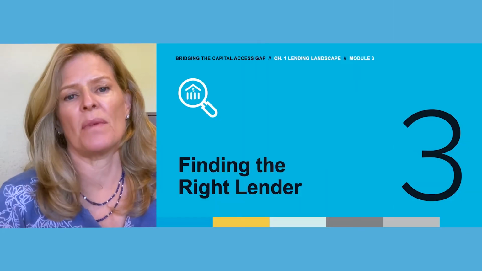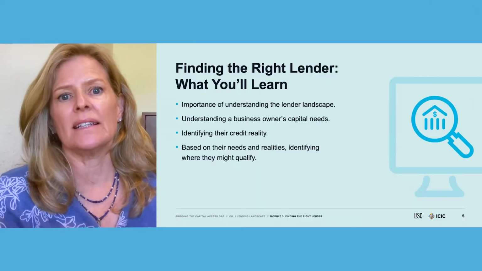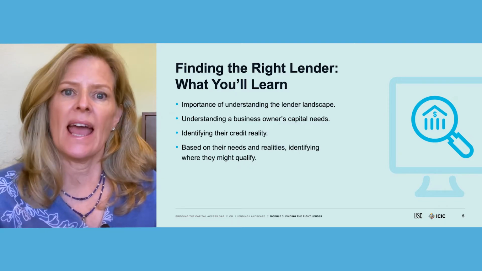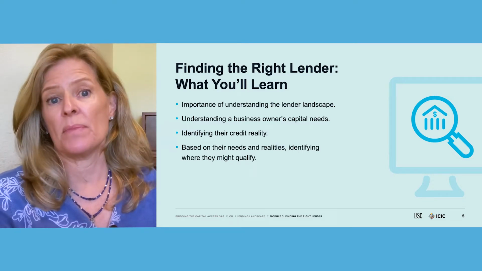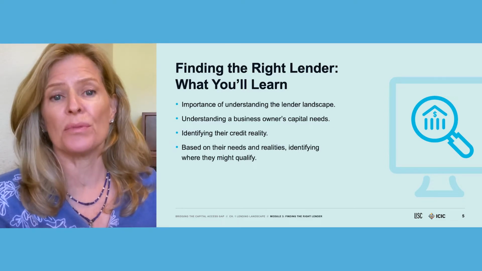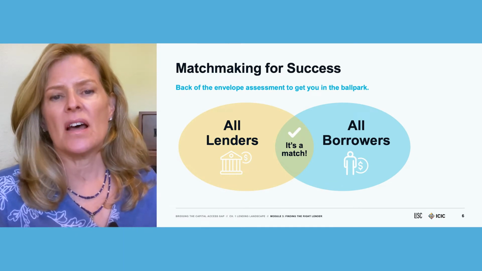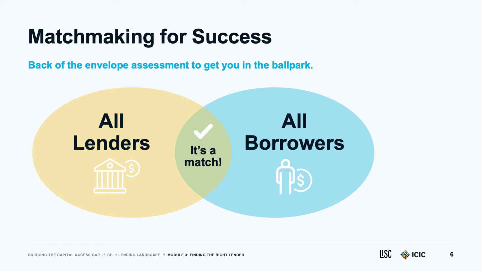Today we're going to talk about finding the right lender. What we're going to learn today is looking at the lender landscape, looking at your client's realities, and seeing where's the best match so that your clients have the best chance of getting their application approved. The information in this module will give you just enough to do an initial ballpark assessment of your client, and based on what you know about your lenders, be able to see where the best match might be for them.